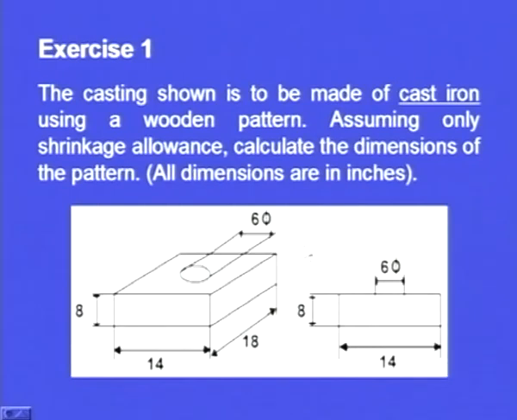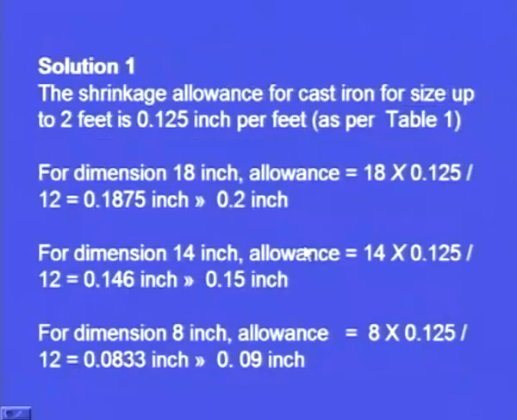Let us see how to calculate the shrinkage allowance and what should be the final dimensions of the pattern. The shrinkage allowance for cast iron up to 2 feet is 0.125 inch per feet. So, for the dimension of the 18 inch side, the allowance is 18 into 0.125 divided by 12, that comes to be 0.1875 inches. We can round it to 0.2 inches.